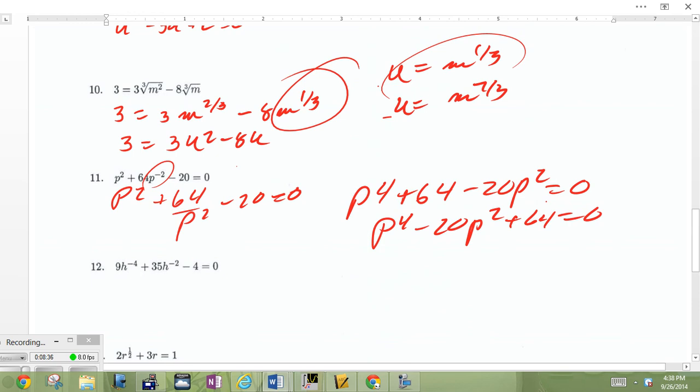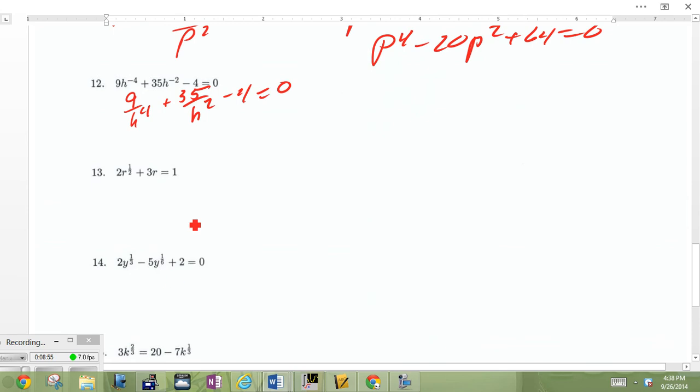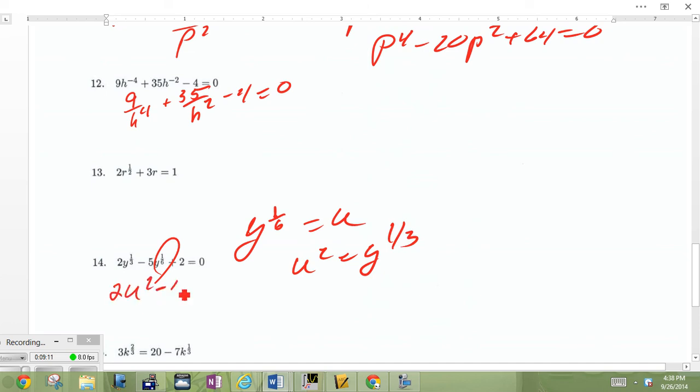Likewise situation here. You have a couple things. You can go 9 over h to the 4th plus 35 over h squared minus 4, multiply by h to the 4th, clear the fraction, goes quadratic. Likewise situation. What do you do down here? Y to the 1/6. Let that equal u. Therefore, u squared is going to be y to the 1/3. So this becomes 2u squared minus 5u plus 2 equals 0.